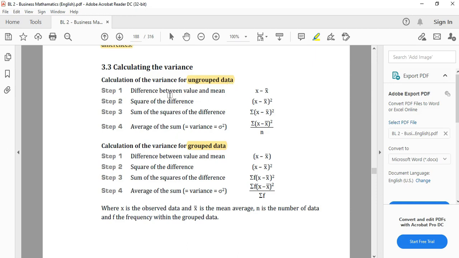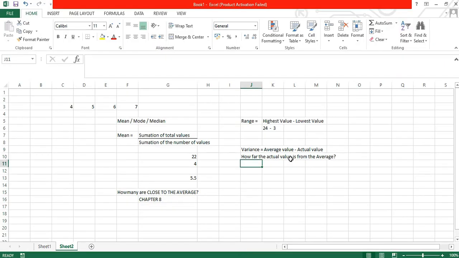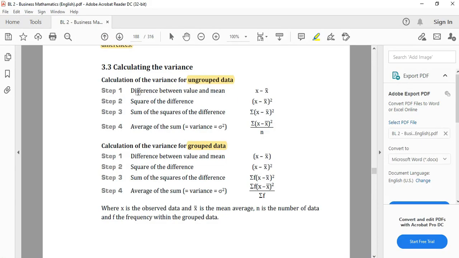Ungrouped data, first of all, as discussed, find the difference between the actual and the mean average, what I showed here. Average value, which is the mean, minus the actual. Then square the difference. That means the answer you have to multiply to the power 2.